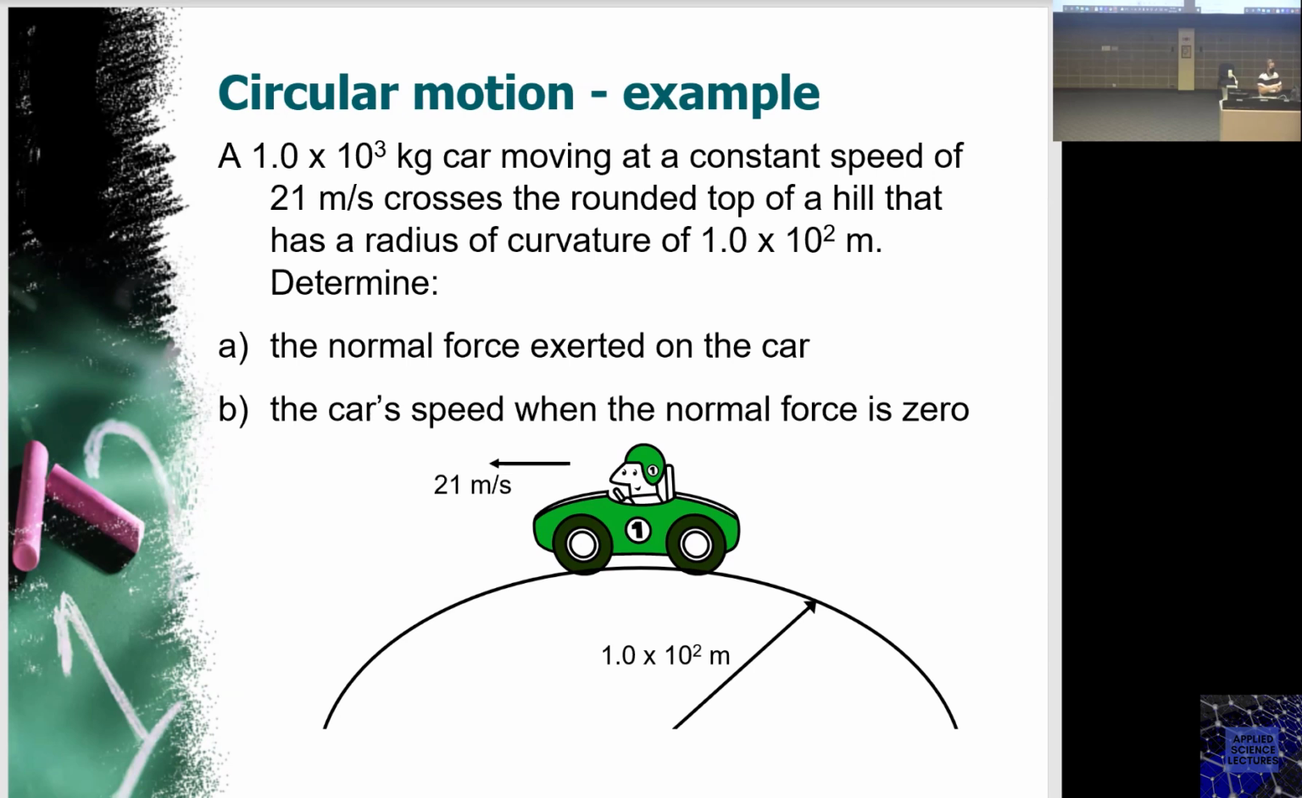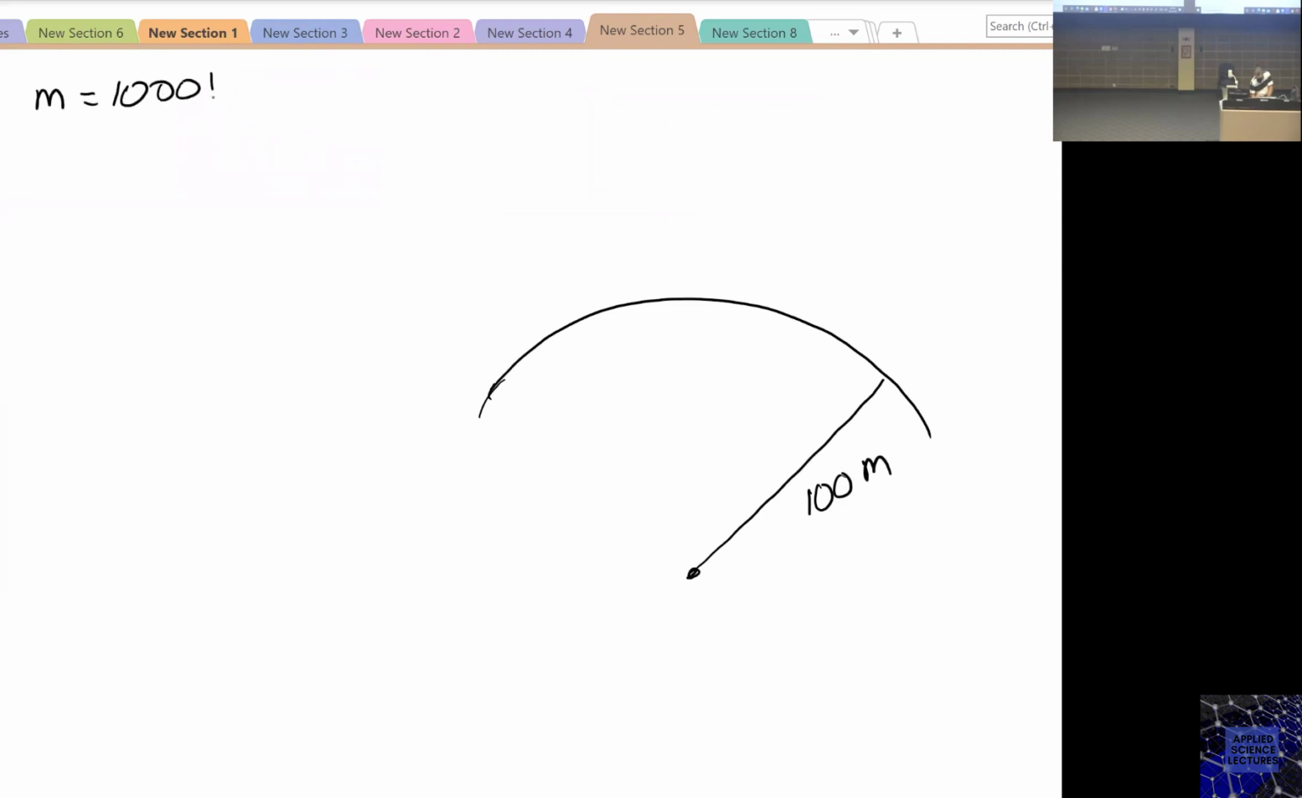Exerted on the car by what? By whom? By the street, the street that this car is taking on this rounded top of a hill. And then we need to calculate the car's speed if the normal force is 0. So let me start first by drawing this rounded top that has a radius of 100 meters. So I have mass 1,000 kilograms, I have the radius as 100 meters, and I have the speed as 21 meters per second.